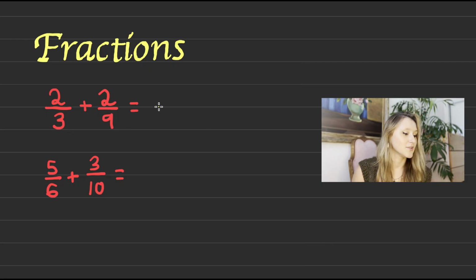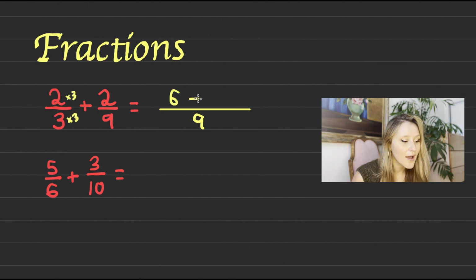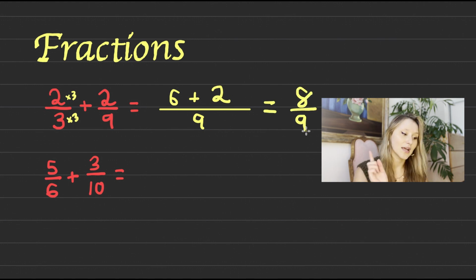Fractions, yes, let's add them. 2/3 plus 2/9. We're going to find a common denominator. The 3 goes into 9 3 times. 2 times 3, we get 6. So we get 6 plus 2 equals 8/9.